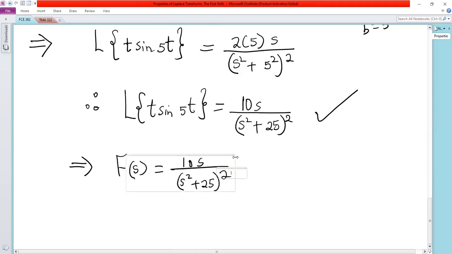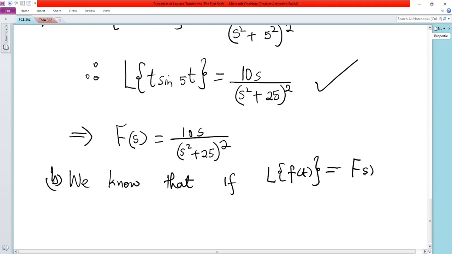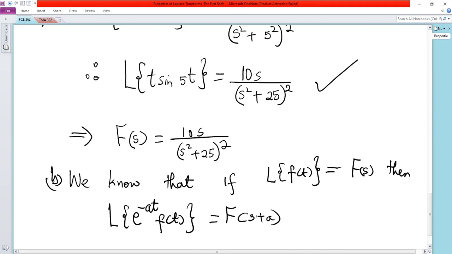Now, the second case, part B. We know that if the Laplace transform of f of t is given by capital F of s, then the Laplace transform of e raised to the power minus at times f of t is given by capital F of s plus a. This is according to the first shift theorem.